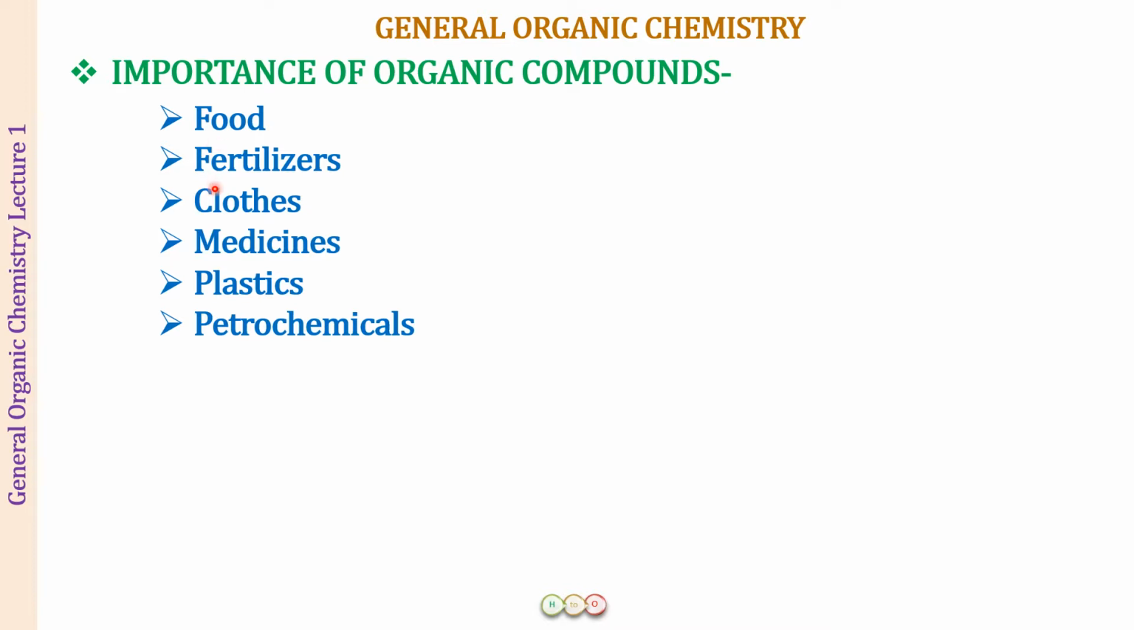The fertilizers that we give to our plants so that they grow well and give us good food are again derived from organic compounds. The clothes that we wear may be from natural sources or synthetic sources. For example, cotton, silk, rayon, nylon, everything we are wearing is going to be organic compounds.